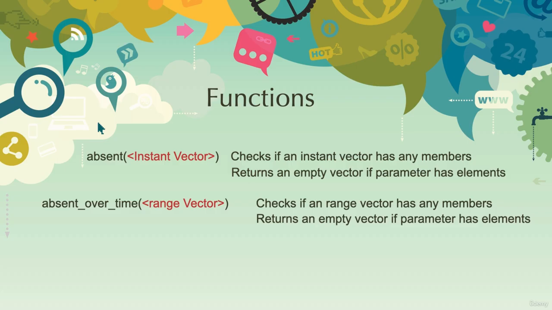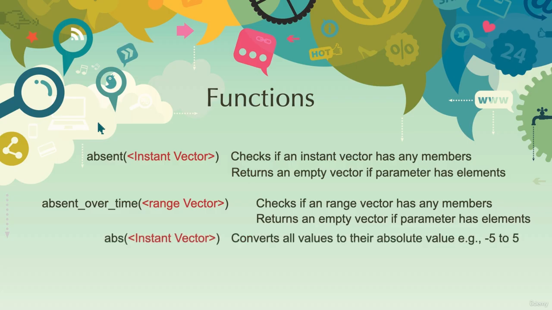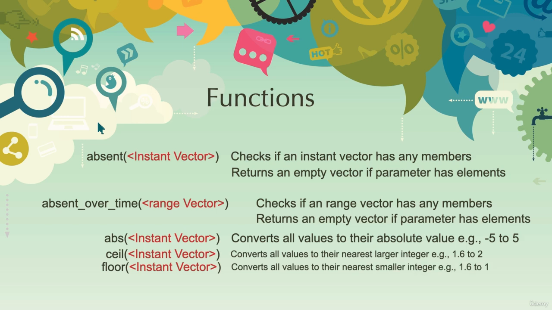We also have functions that are used to do mathematics. For example, abs converts all the values in an instant vector to their absolute value. For example, it turns -5 to 5. We have ceil, for ceiling, that converts all the values in a given instant vector to their nearest largest integer value. For example, 1.6 is turned to 2. Floor is kind of opposite. It turns the value of all the items in an instant vector to the nearest smaller integer. For example, 1.6 turns to 1.